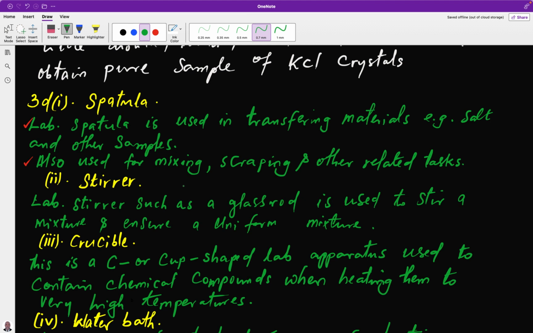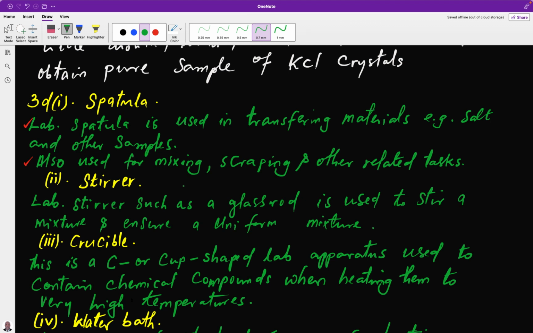It is also used for scraping, like what we mentioned, that the residue that was left on the filter paper after filtration in our previous question was scraped. You can use the spatula to scrape it. So it is used for transferring material. It is also used for mixing. It is also used for scraping, and other related functions.